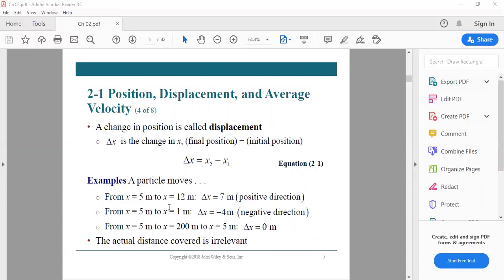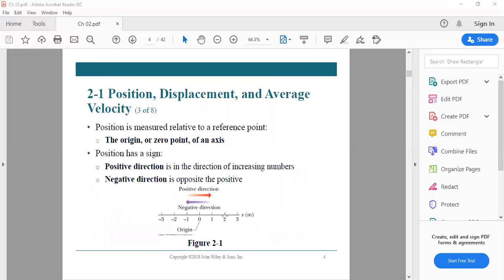So for example, you've got a particle that moves from x equal to 5 meters up to x equal to 12 meters. Your displacement is going to be x2 minus x1, so 12 minus 5 is going to be 7. And that displacement is going to be in the positive direction. So when it moves from 5 meters to 1 meter, the displacement, or the change in x, change of position, is going to be minus 4 meters. It's going to move in the negative direction. If you take a look at the number line here, you can kind of get the idea as to why that's the case.